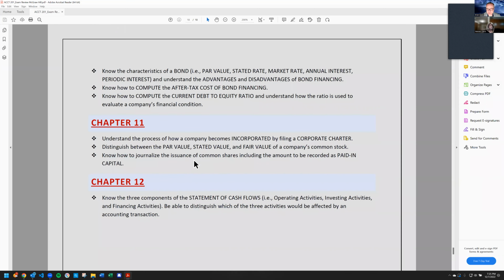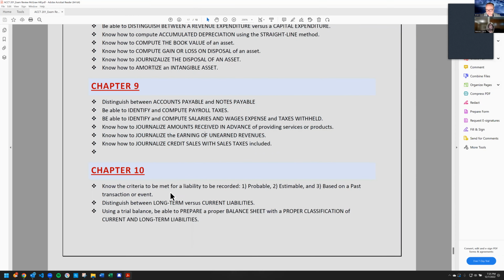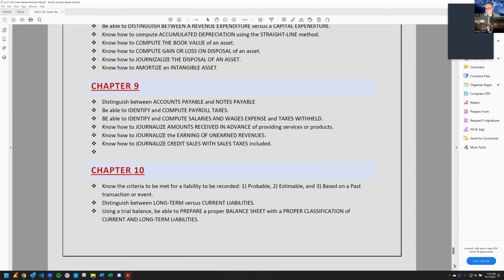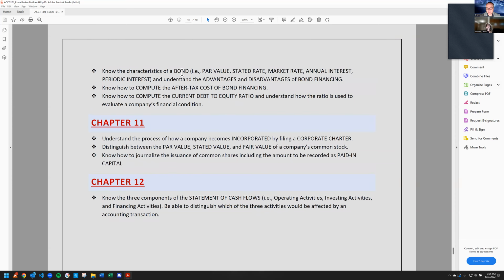Then that gets us into bonds. So probable long-term versus current, less than a year, greater than a year, part of the balance sheet, proper classification of short-term and long-term. Okay, so that's that. And then let's see what else they're going to do on chapter 10. Characteristics of a bond, all these different par value, stated value types of issues. It's almost similar to a common stock type nomenclature, but a little different in some cases. After-tax cost of bond financing. Okay, so let's go over the bonds.